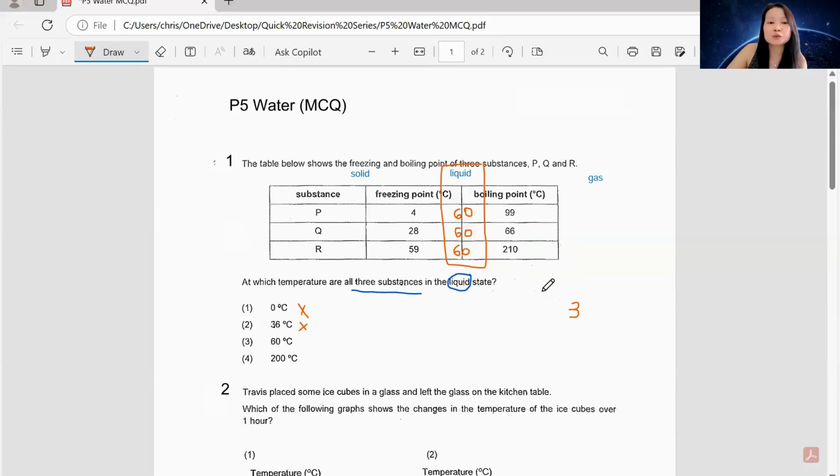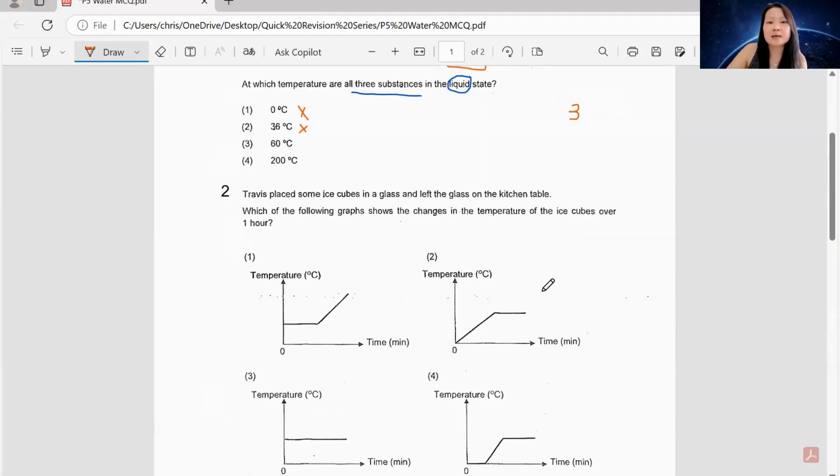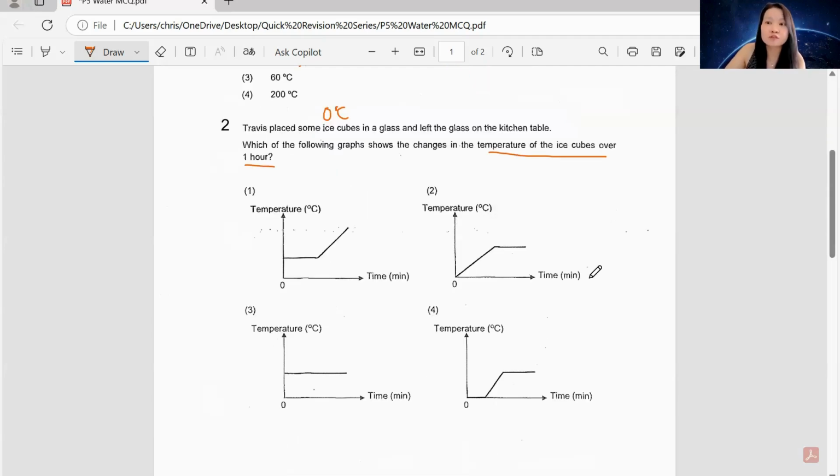Next, let's move on to number 2. Travis placed some ice cubes in a glass and left the glass on the kitchen table. Which of the following graphs shows the changes in the temperature of the ice cube over 1 hour? Remember, ice cube, the temperature will be at 0 degrees Celsius. Always remember, for ice cube, it takes time to melt. So let's take a look at the graph. This is to test you on your graphical skill.